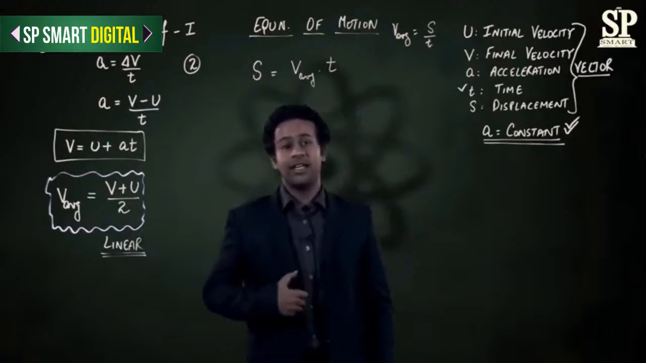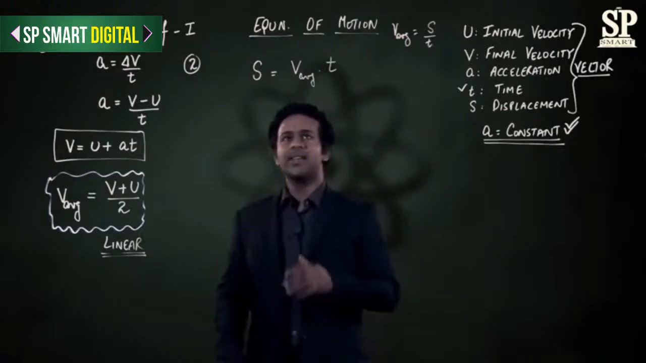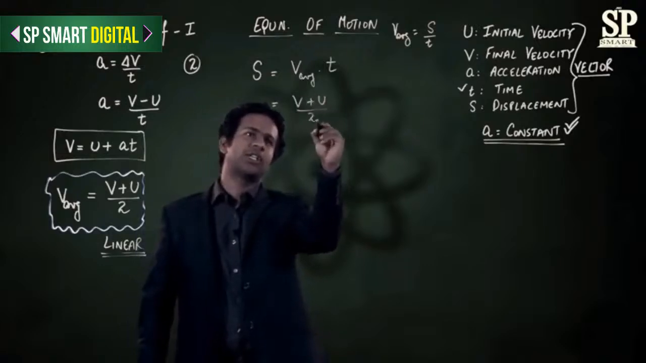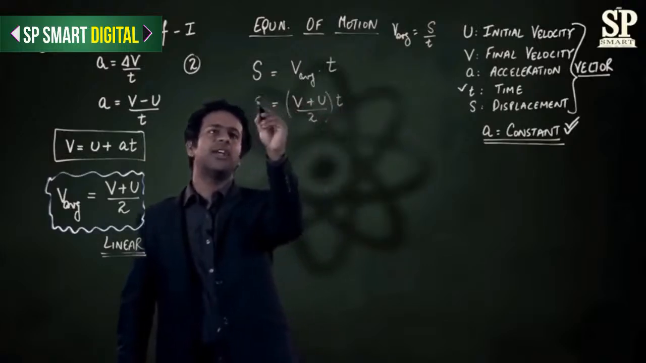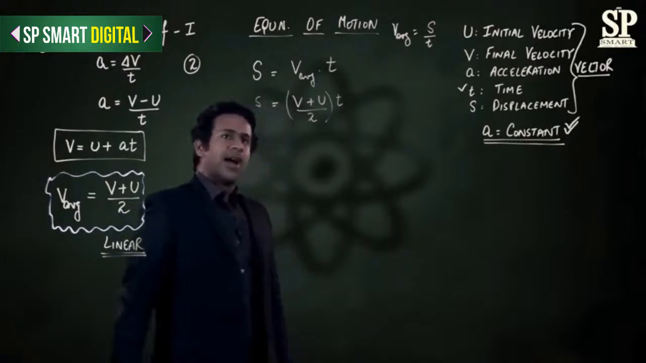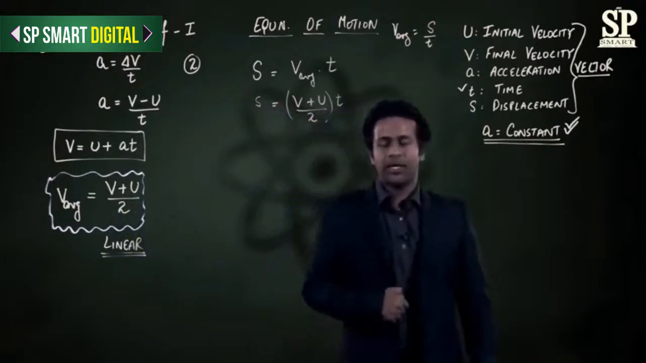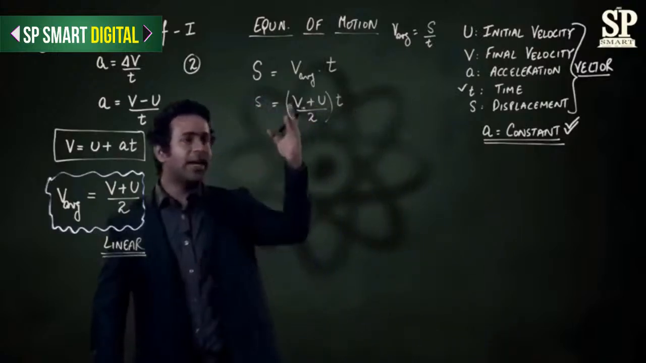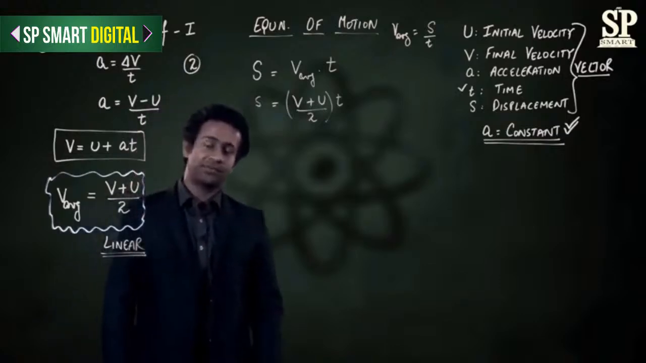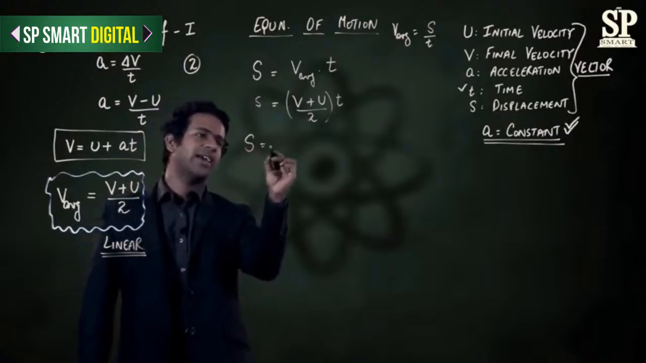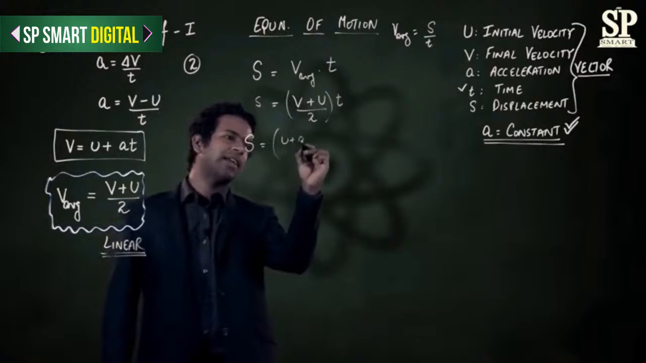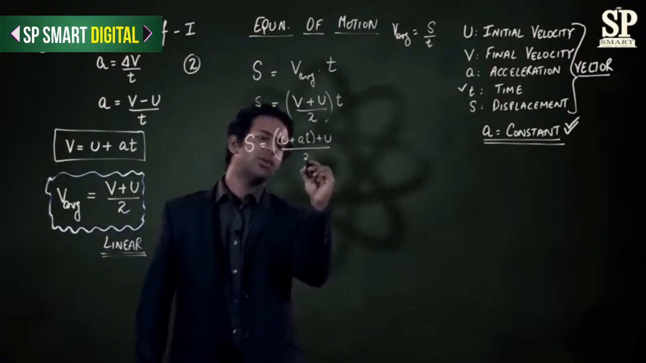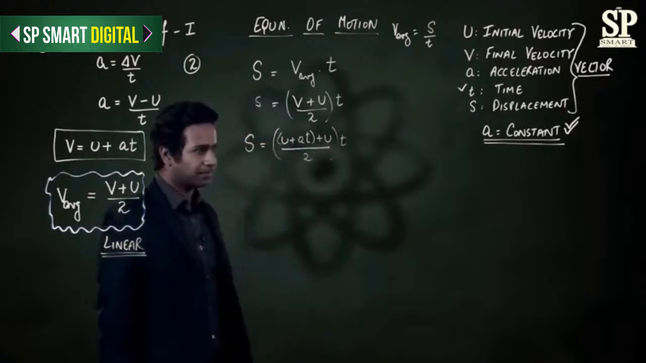Now we have seen that when acceleration is constant, the average velocity is the mean of initial and final velocity. So if I substitute this, I get s is equal to v plus u by 2 into t. Now look at the first equation. We can eliminate v by using the first equation. So s is equal to u plus at, this is the substitution for v, plus u divided by 2, the entire thing into t.